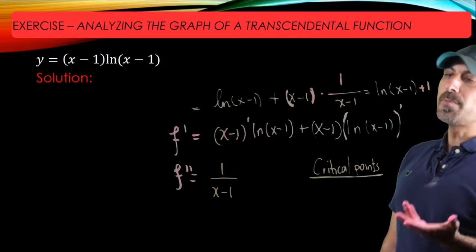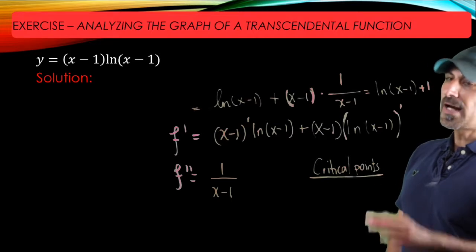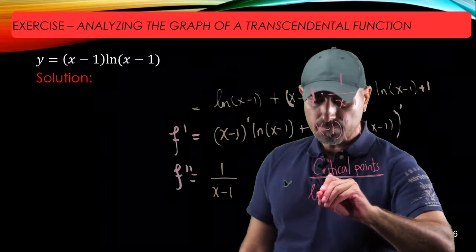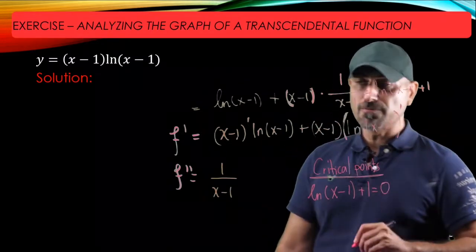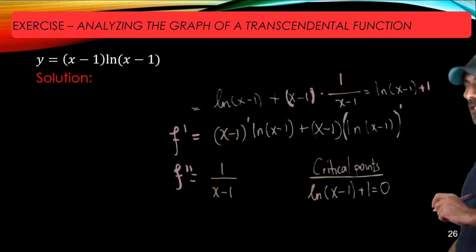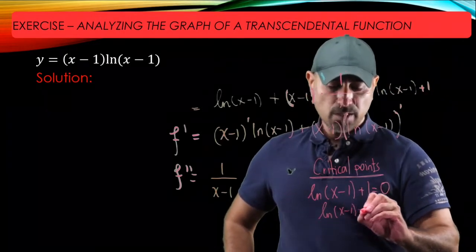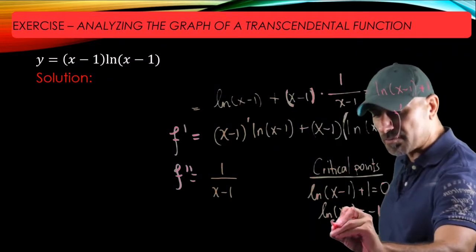Well, within the domain of the function, there's no x that makes f prime undefined. So for that reason, we just pass that. And we're solving ln(x minus 1) plus 1 equals 0 to find the other kind of critical points. So ln(x minus 1) equals -1. We're solving a logarithmic equation with base e.